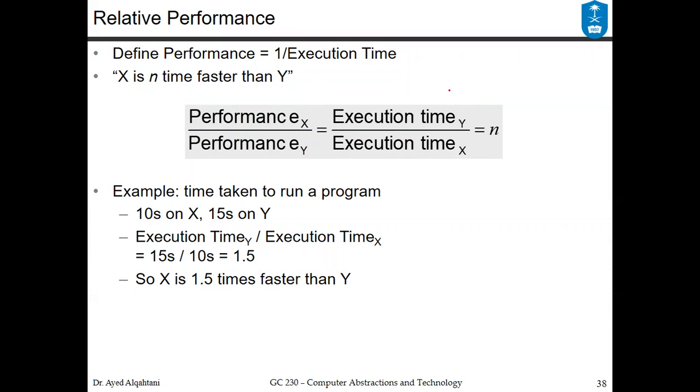The reason behind this is actually simple. The performance of X over the performance of Y is equal to 1 over the execution time of X, divided by 1 over the execution time of Y. And this is equal to the execution time of Y divided by the execution time of X, as we stated here. Now, if the ratio that we came up with is N, then we can say X is N times faster than Y.